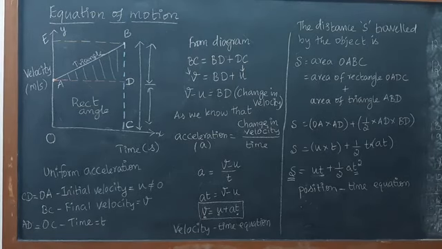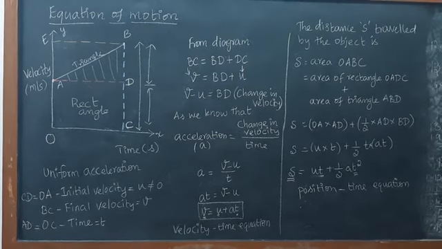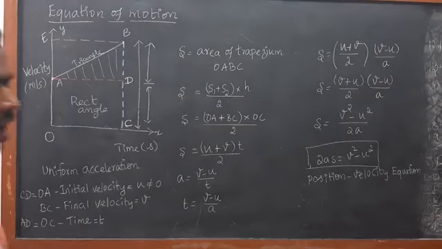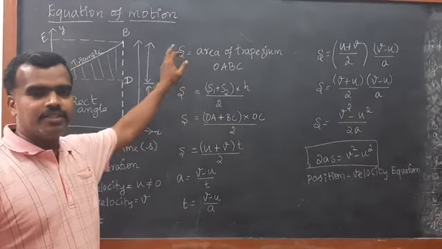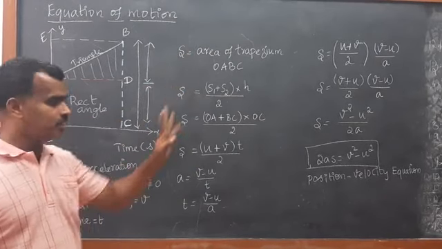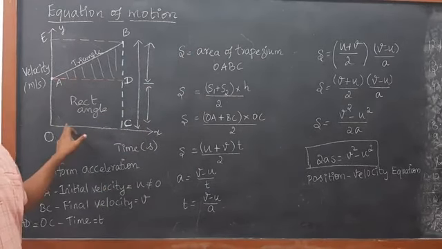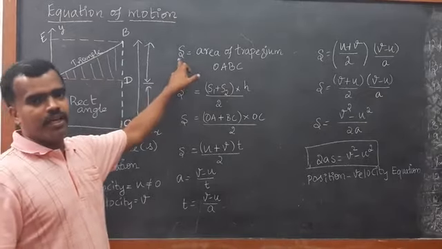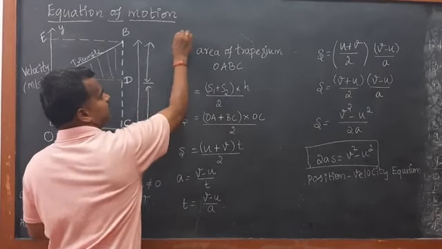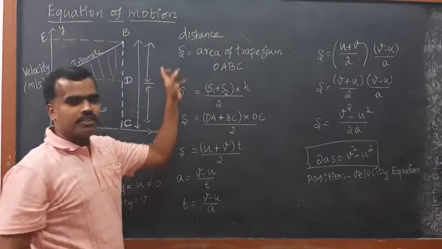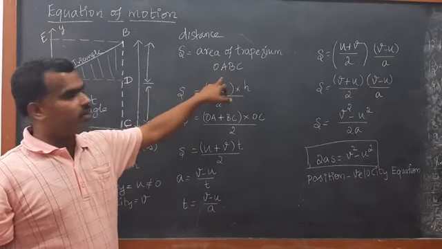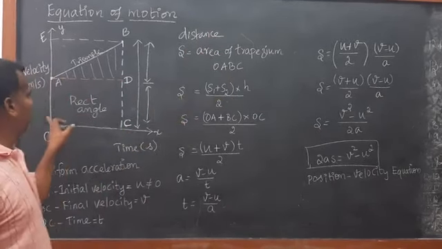Similarly, we have one more equation. Here we are going to solve for the position velocity equation. Here we are going to calculate the distance covered by this object. As I said, this picture looks like a trapezium inside. That's why the distance, this is distance. The position, we can say distance or position. So area of trapezium OABC.